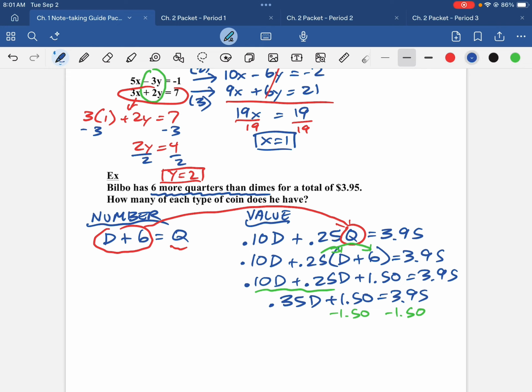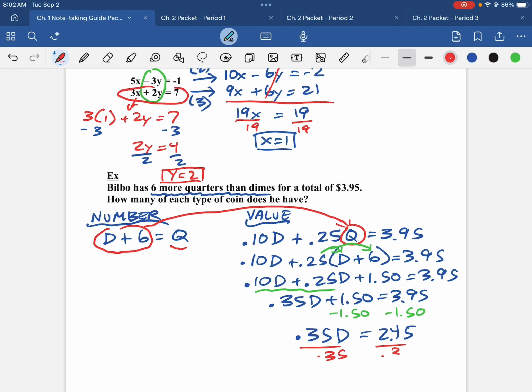Okay, so 0.35d, and that's going to be $2.45, sorry. I'm glad I checked that. It's early in the morning right now. Not quite on top of my arithmetic right now.